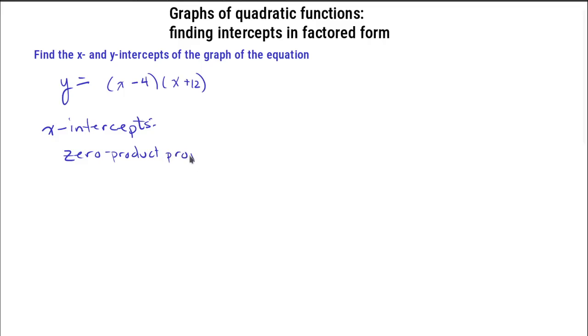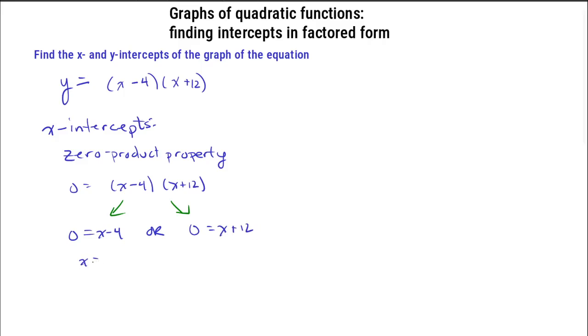So the x-intercepts, that's where the y-coordinate is 0. So we replace this y by 0 and solve for x. x minus 4 times x plus 12, we set that equal to 0 and solve. The zero product property says if the product is 0, then one of the factors is 0. So we set both of these equal to 0. 0 equals x minus 4, or 0 equals x plus 12. And then you solve these, you're going to get x equals 4, or x equals negative 12. So you just flip the signs on those constant terms there. So those are our two x-intercepts.